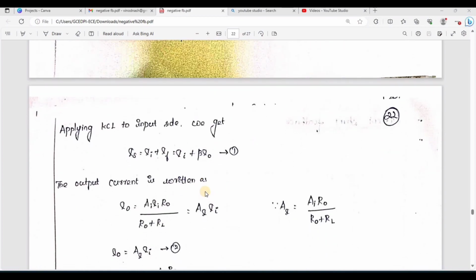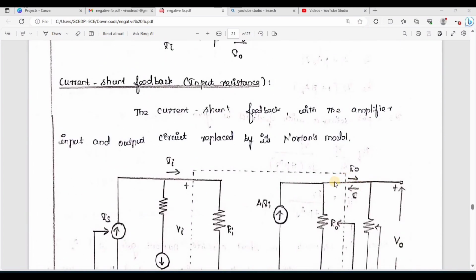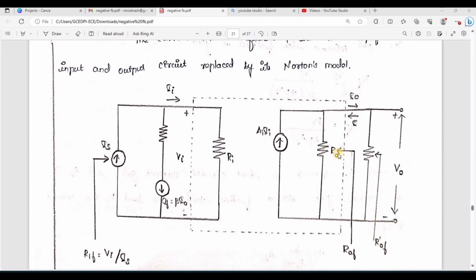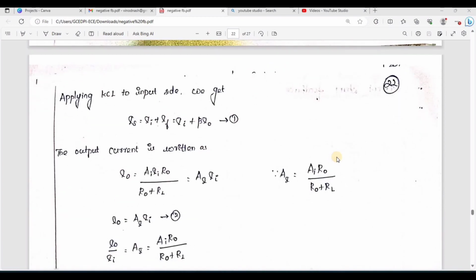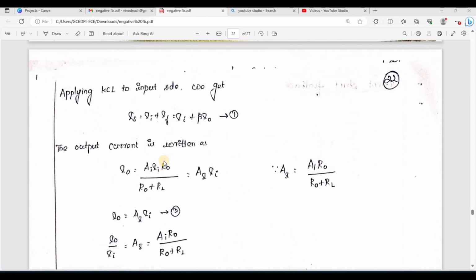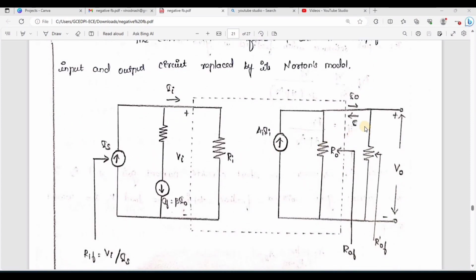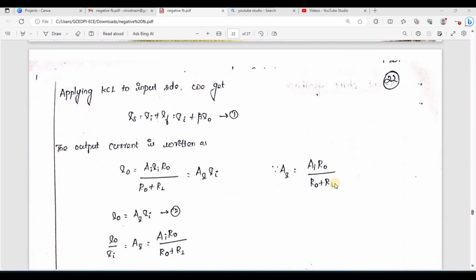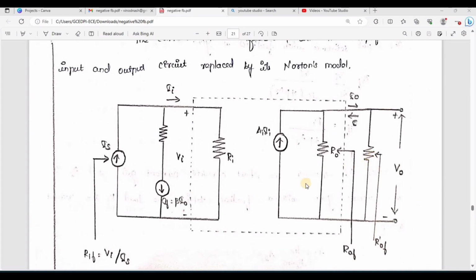What is I0 here? I0 is nothing but this current. I0 is equal to AI Ia into R0 divided by R0 plus RL. So I0 is the current flowing in this direction, I0 is equal to AI into R0 divided by R0 plus this resistance, and this resistance is nothing but RL.